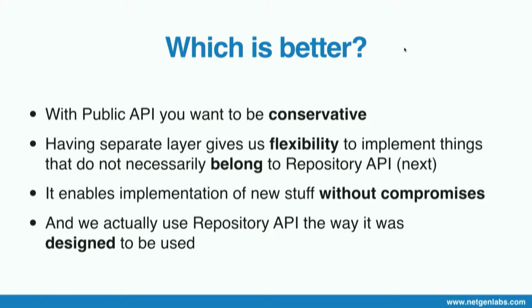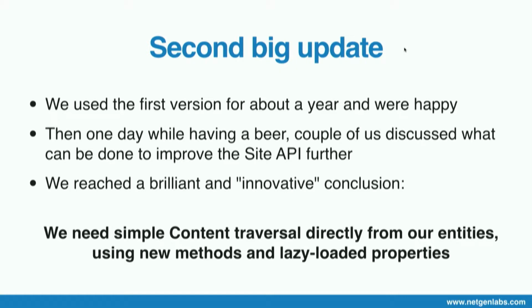You will also see some of these things I mentioned here later. So this was the first version of the Site API, all about translations, really. We were really very happy with it. You suddenly did not need to think about translations. You just loaded stuff and used it. Then one day, a couple of us discussed what else we could do to improve it.